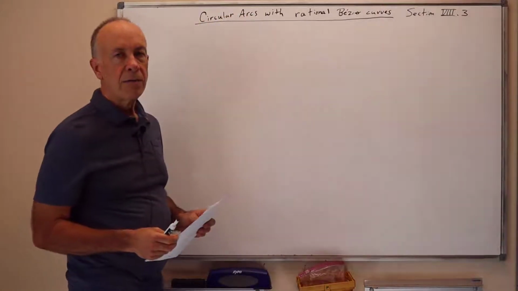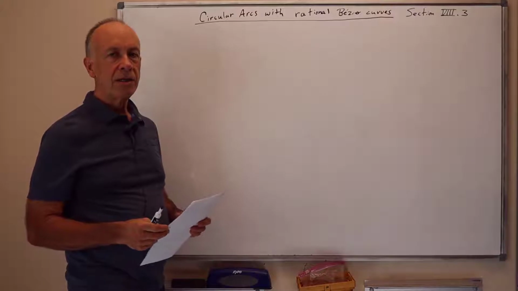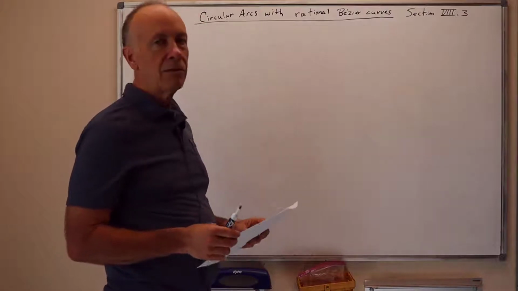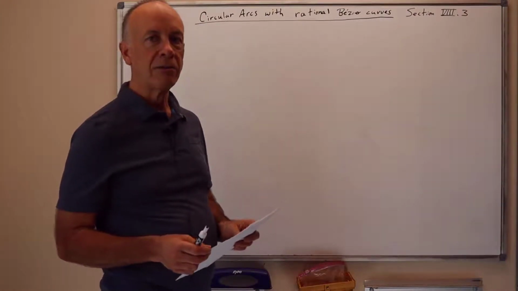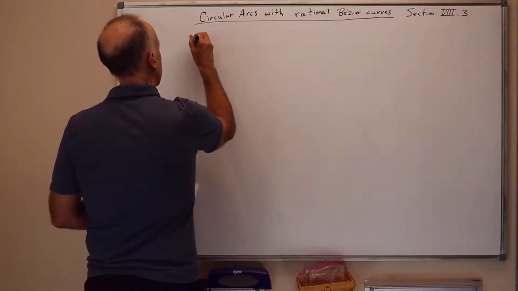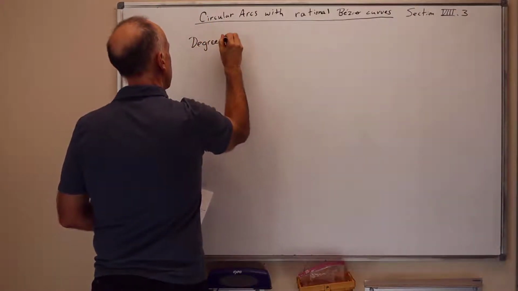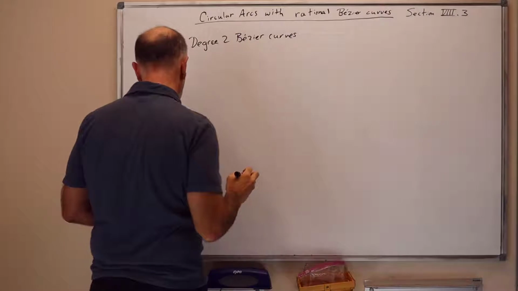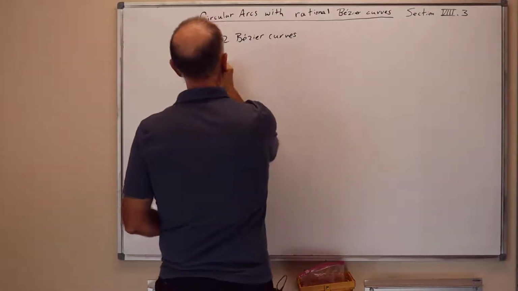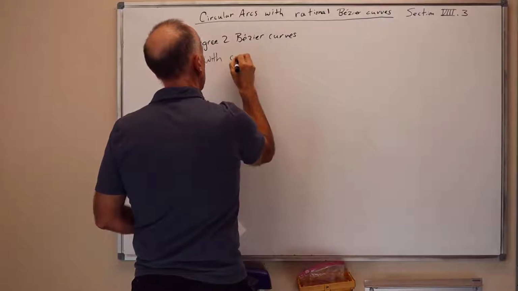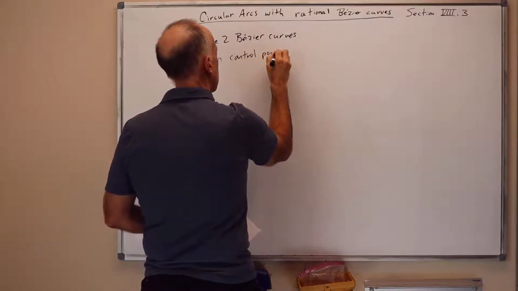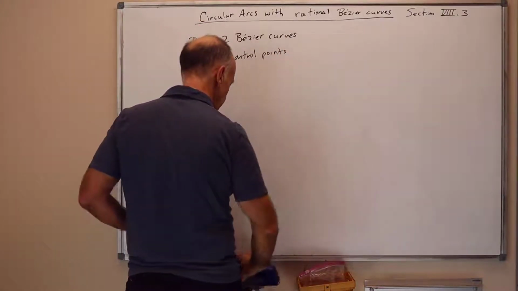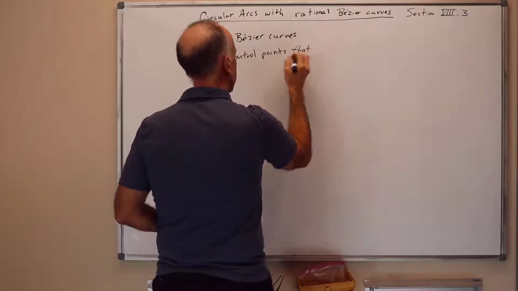We're going to concentrate primarily on degree 2 Bezier curves because they're perfectly good for this purpose and simpler to work with than degree 3. It is easy to convert a degree 2 Bezier curve to a degree 3 Bezier curve if needed. So we're going to use degree 2 Bezier curves for circular arcs with control points that are homogeneous representations of points in R2.